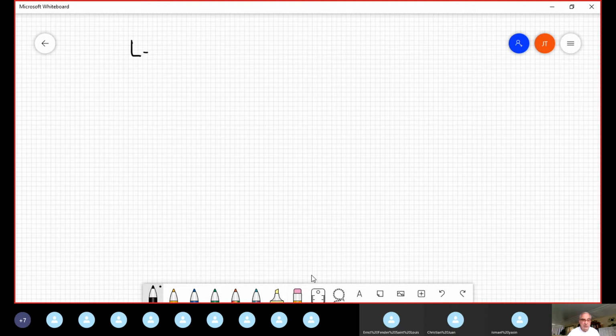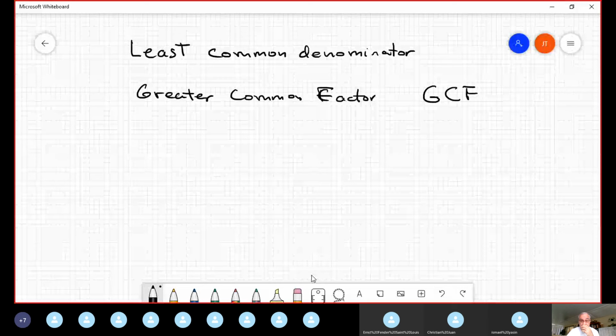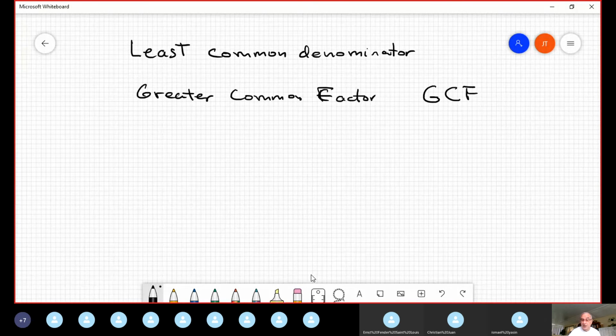Least common denominator. It's still confusing because now the student's habit is to find the greatest common factor. And the greatest common factor is the GCF that we have been doing all our lives. You are familiar with this, but you don't remember very well this common denominator. Let me refresh your memory.